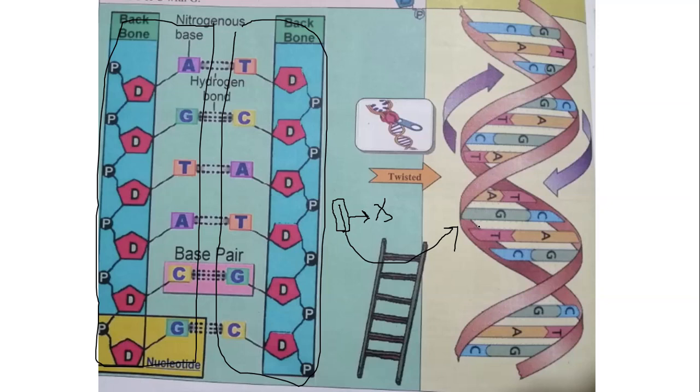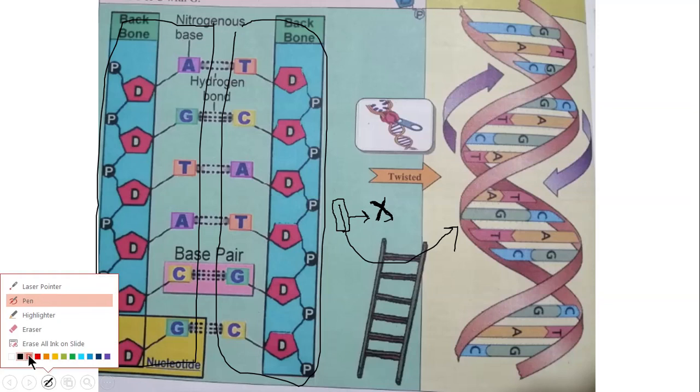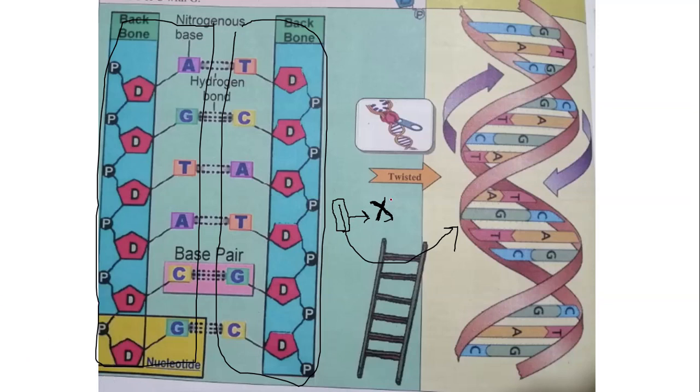If we have a double chromatid chromosome, this means that this chromatid is double-stranded DNA in this form, and the other chromatid is also double-stranded DNA.